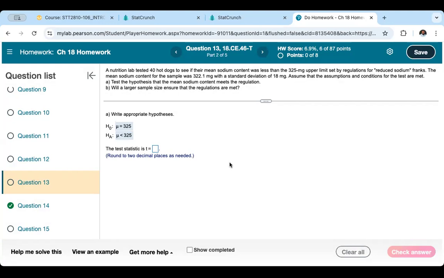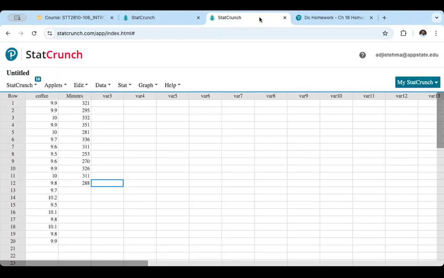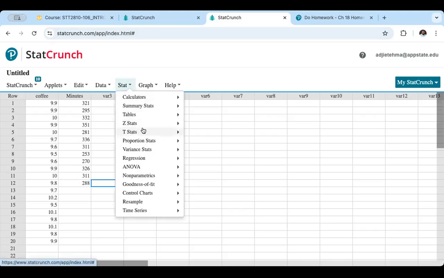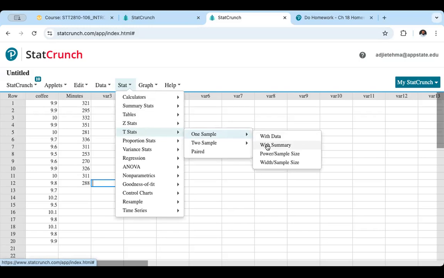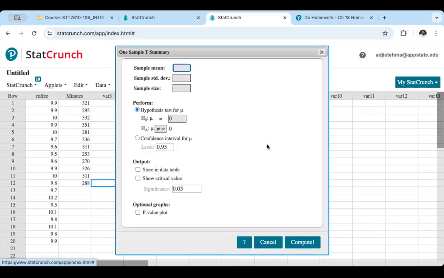The next thing is that we want to compute the test statistic. So to be able to do that, we still have to go to StatCrunch. I think let me close this one. Go to StatCrunch and then go to stats, T stats, one sample, but with summary because we don't have any data. Is that okay? So we go to with summary. We want to input the sample mean. Now you have to be very careful what you input here. The first one says the sample mean.